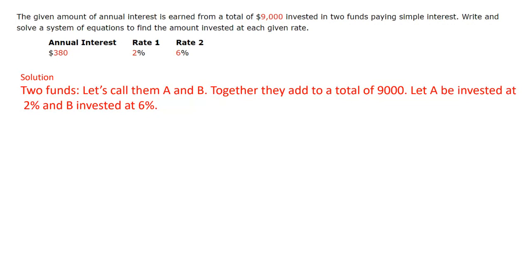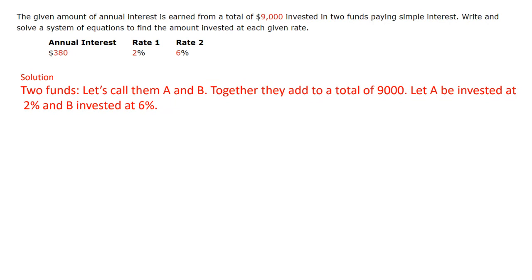The given amount of annual interest is earned from a total of 9,000 invested in 2 funds paying simple interest. It says write and solve a system of equations to find the amount invested at each given rate. So you're going to have 2 investments for a total of 9,000, and the annual interest is 380, and the rate of your first investment is 2%, and the second rate for the second investment is 6%.